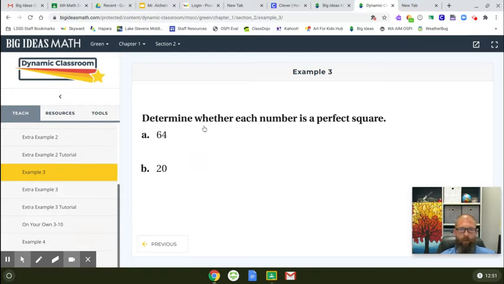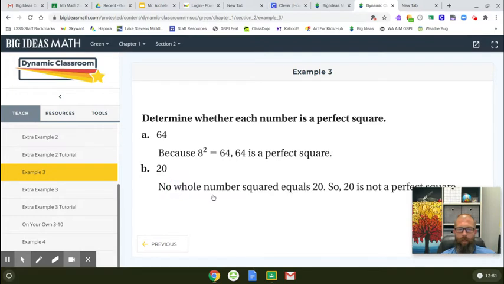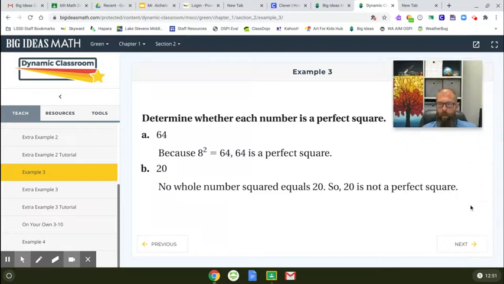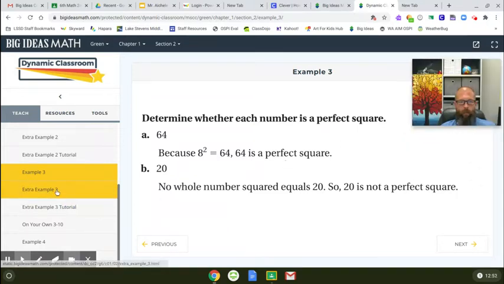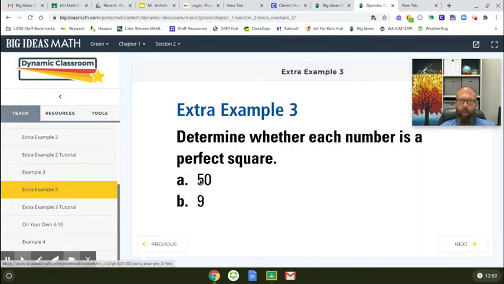So here we go. Determine whether each number is a perfect square. 64, yes it is, because 8 squared, which is 64, is perfect. 20, well, 5 times 5 is 25. 4 times 4 is 16. So that doesn't work. No whole number squared equals 20. So that is not a perfect square. All right, determine whether each number is a perfect square.